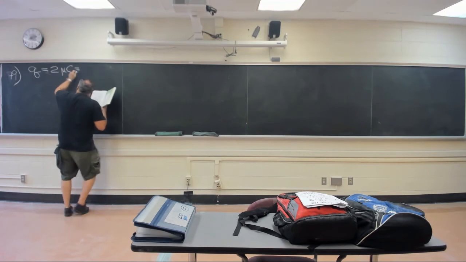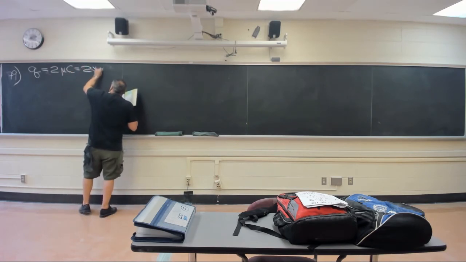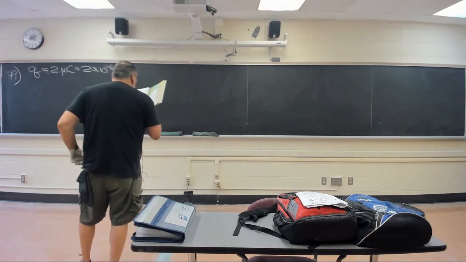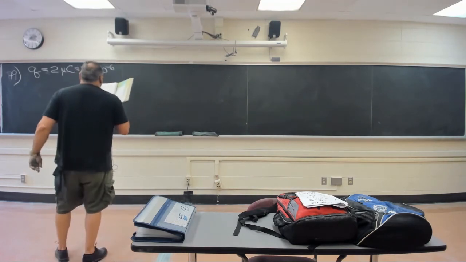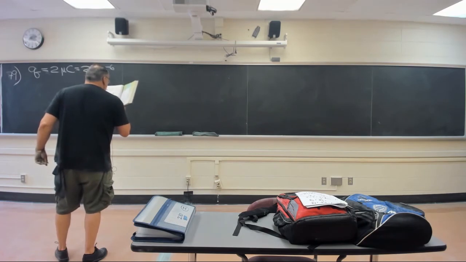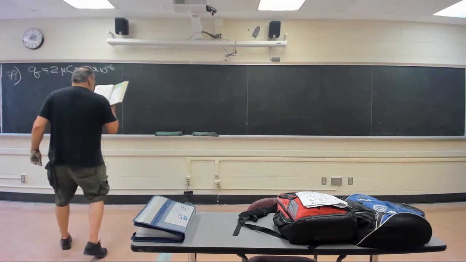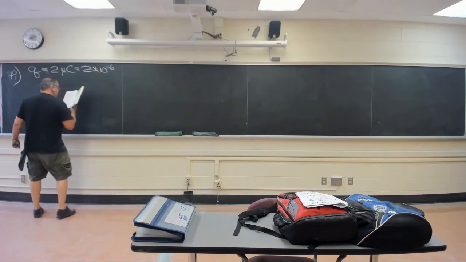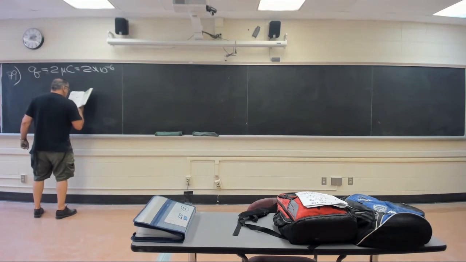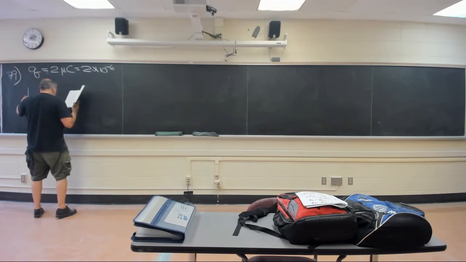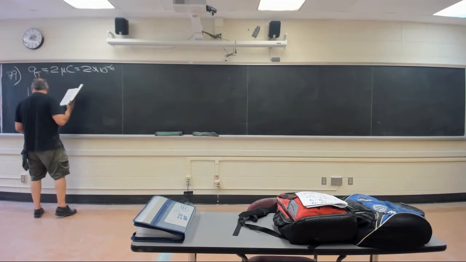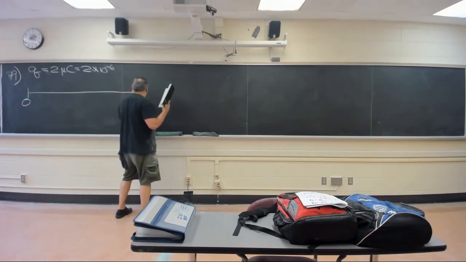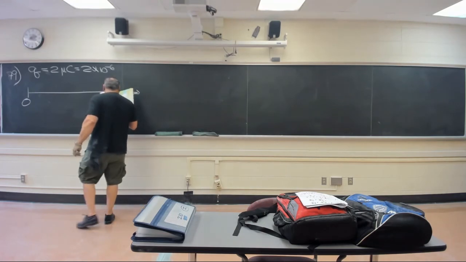2 microcoulombs is 2 times 10 to the negative 6. So it's 2 microcoulombs, and they're placed on the x-axis, and they want to know the electric potential at x equals 0. It's that simple. Here's 0, and they want to know what the electric potential is. And this thing goes out toward infinity.